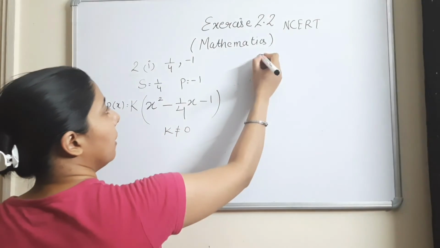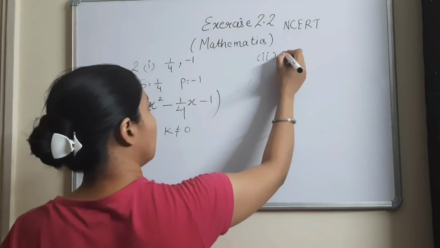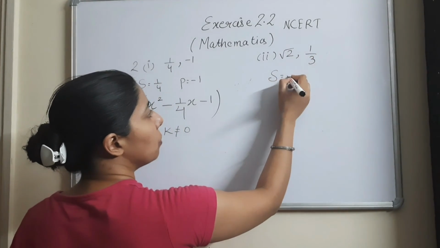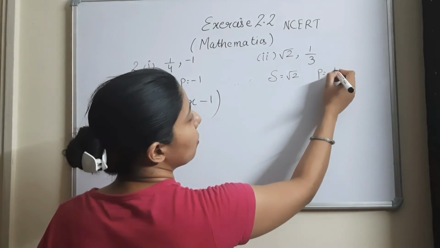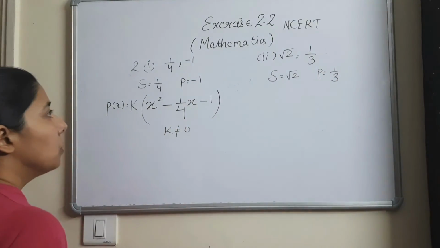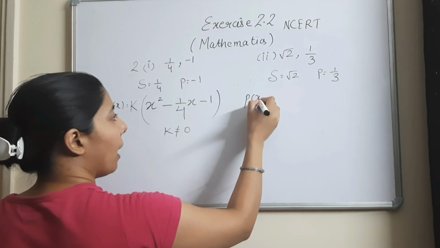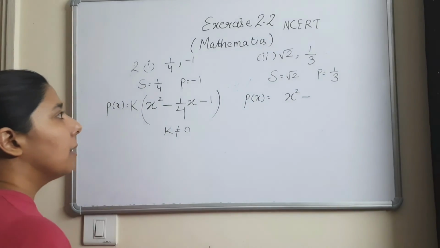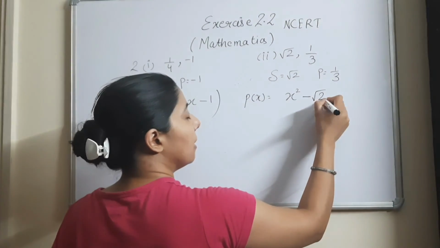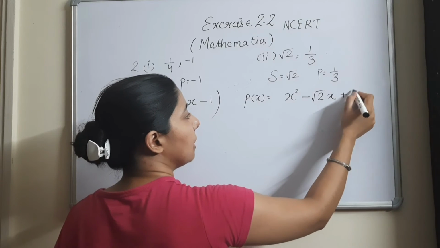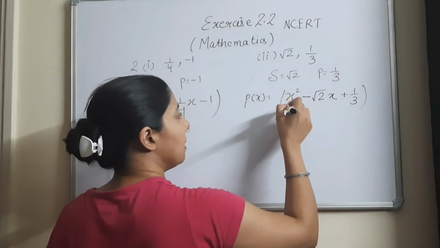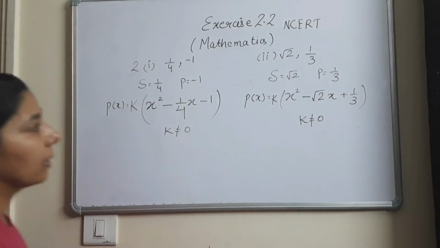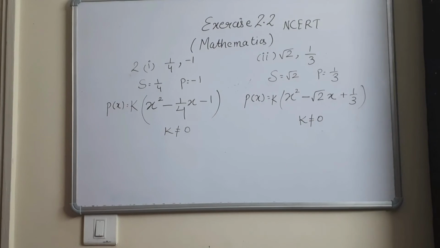Now the second part is written as root 2 comma 1 by 3. So write it as sum is equal to root 2 and product is equal to 1 by 3. For writing the required polynomial, write x square, then put a minus sign, then whatever sum is given write this, and then put x, and whatever product is given write this, put them in brackets, write k, and write down k is not equal to 0. This way, question 2 is done.